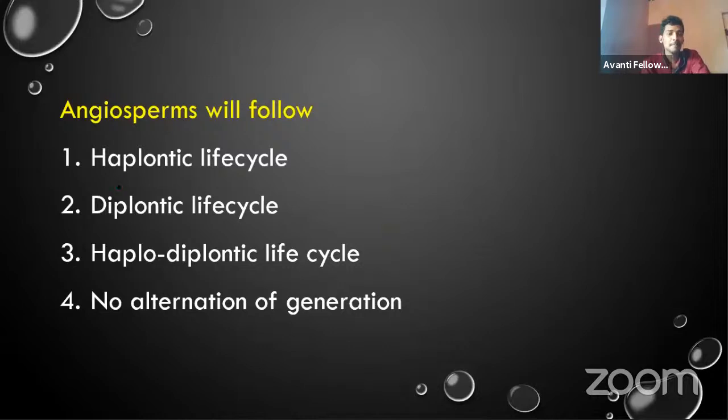Then the first question came, related to morphology of flowering plants. The question is simple. Angiosperms will follow what? Is it a haplontic life cycle? Is it a diplontic life cycle? Is it a haplodiplontic life cycle? Or is no alternation of generation found here?